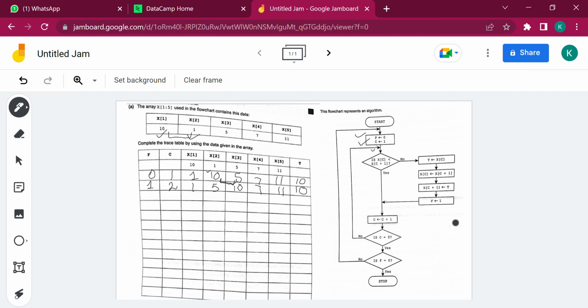And f is equal to 1. Yes, f is 1 now, and c is equal to c plus 1. It's 3 now.